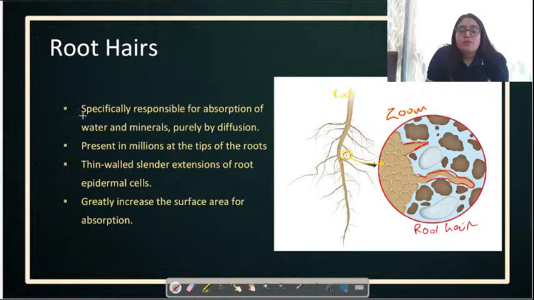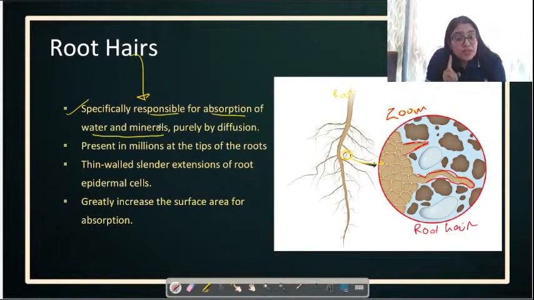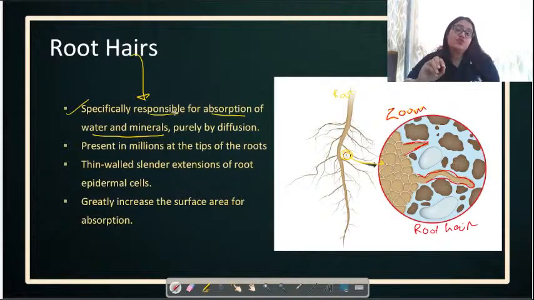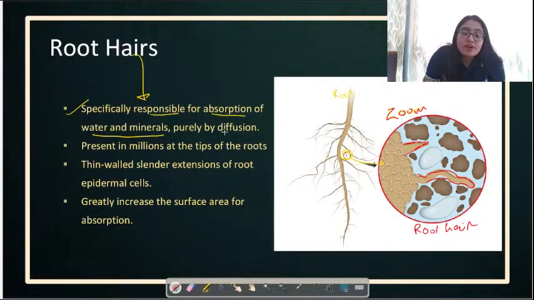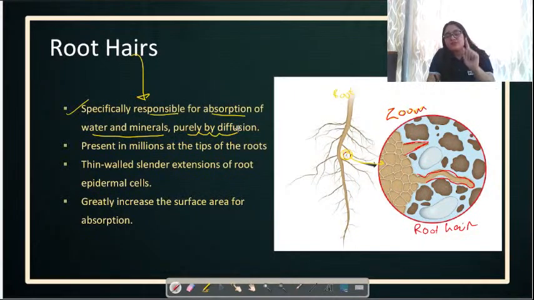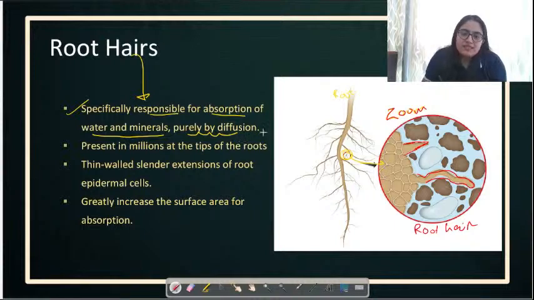Whenever we talk about absorption of water, specifically these are the root hairs that are responsible for absorption of water and minerals. And please note, students, the absorption of water by the roots or root hairs will be purely via diffusion. So diffusion is the process that will be responsible for helping the root hairs to absorb water. Please remember, it will be purely via diffusion.